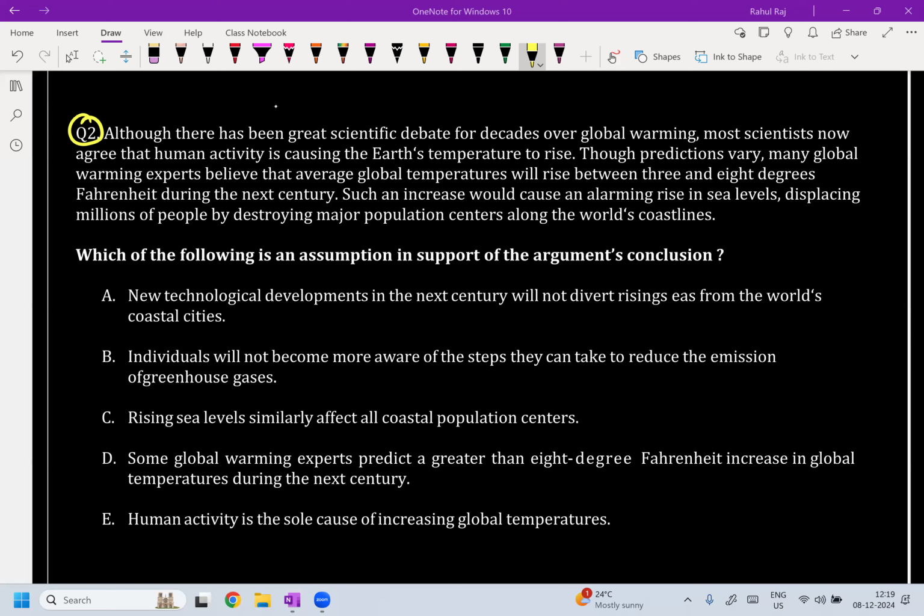Let's discuss why C is the answer. Tell me, what is the conclusion over here? Let's start the discussion. The last line is the conclusion: such an increase would cause an alarming rise in the sea level, displacing... What is this displacing referring to? It's my duty to tell you how you should read so that things are very clear to you.